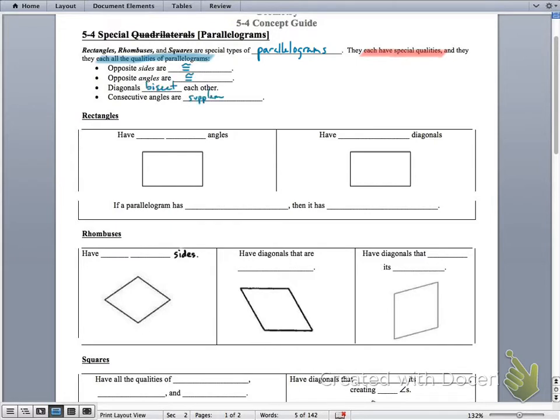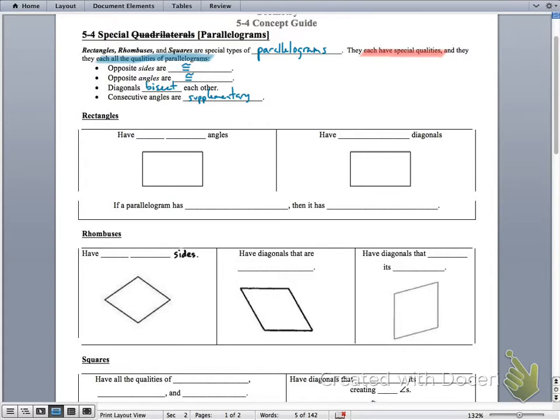Opposite sides are congruent. Opposite angles are congruent. Diagonals bisect each other, and consecutive angles are supplementary. That should all sound familiar, because we already know those things about parallelograms. But when we're talking about rectangles, rhombuses, and squares, we have those same qualities.